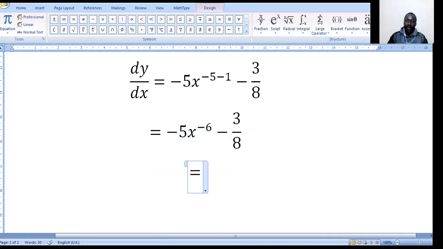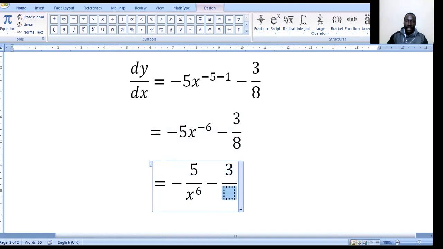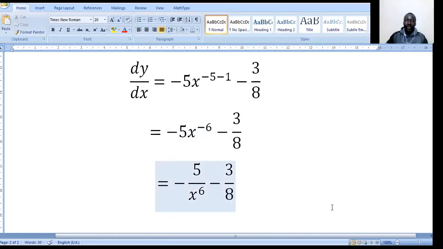going to be -5. Then we just bring this down. Okay, let's just put it down here. x with a 6. The exponent will now become positive, not negative, like that. Then minus 3/8. Yes, that's what we get as our final answer, much more simplified. Okay, so that's the value that we get.